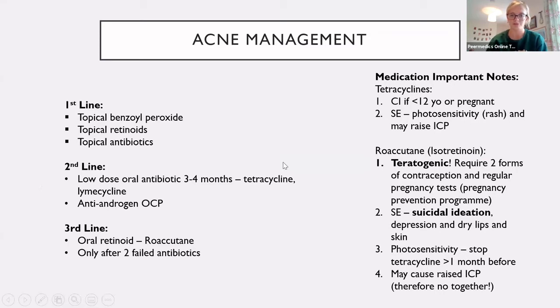So first line treatment for acne is topicals. Topical benzoyl peroxide is bog standard first line. That's what everybody's going to get. It can bleach the skin a little bit, especially in skin of color, so you just want to be careful with that.